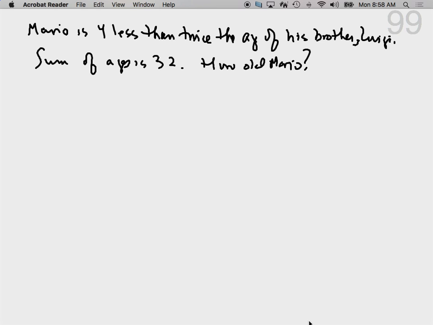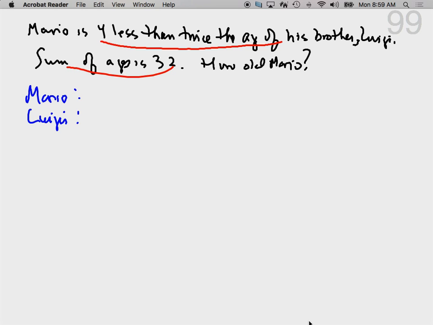Okay, now, ready? Mario is, and I really think it's important to underline this, 4 less than twice the age. So I'm going to go over here, and I'm going to write Mario and Luigi. The sum of the ages is 32.